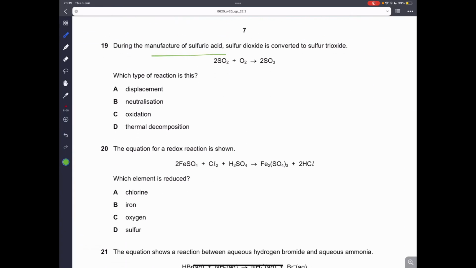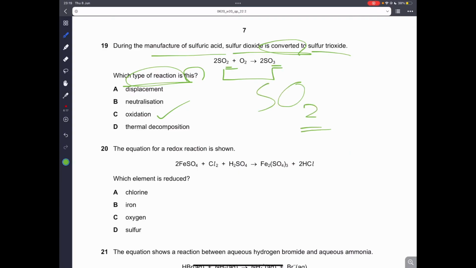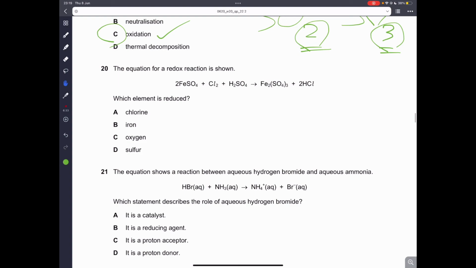Question 19. In the manufacture of sulfuric acid, sulfur dioxide is converted to sulfur trioxide. What type of reaction is this? Well, this is oxidation, obviously, because you can see SO2 is being converted to SO3. You can notice the number under the SO2 and the number on sulfur trioxide. You can see that an oxygen atom has increased, and when we say that, remember that an increase in oxygen atoms means it is oxidation. Therefore, C is the correct answer.